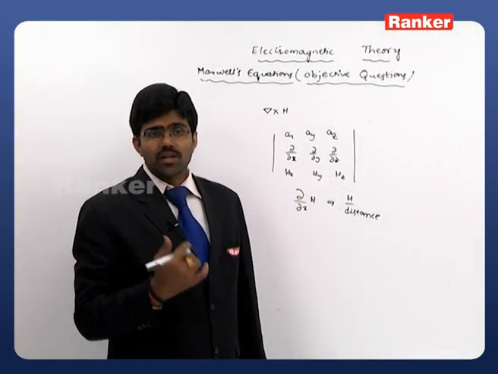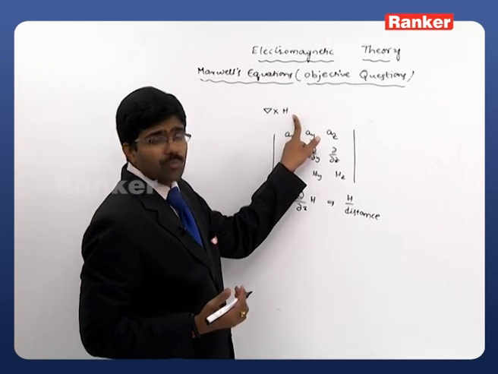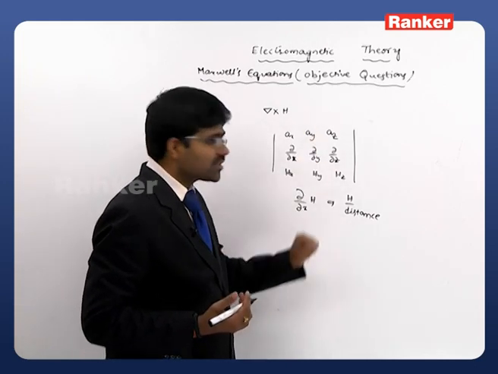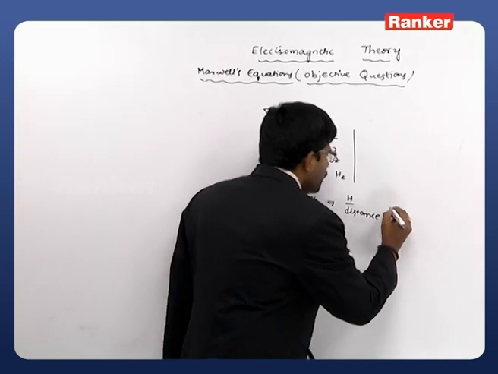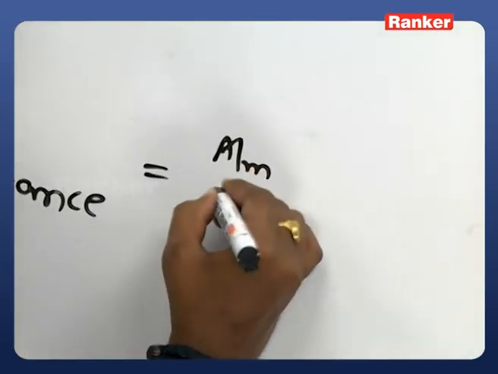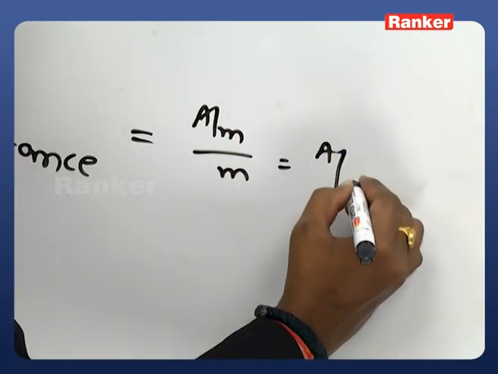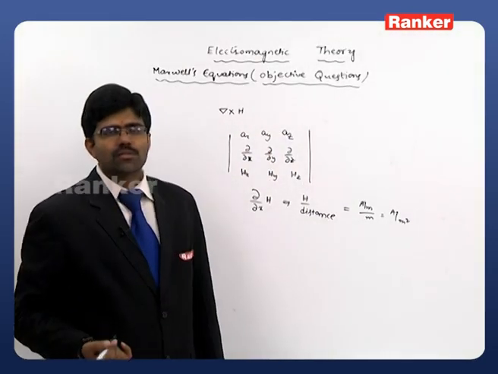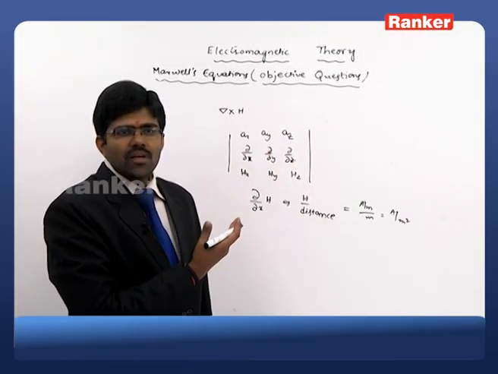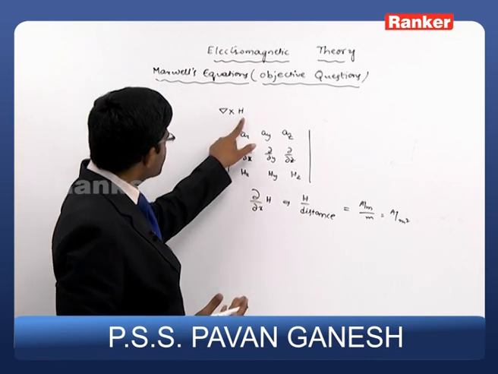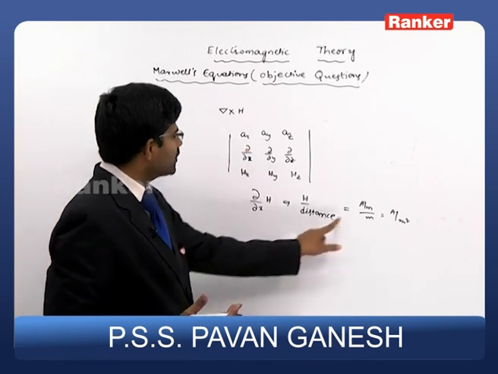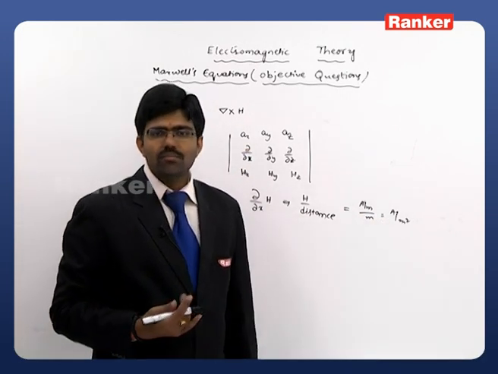H by distance. What are the units of H? Ampere per meter. And what is distance? Meter. So if you take the units, ampere per meter by meter, it is ampere per meter square. You observe, it is very simple: del cross H, if you take the expansion and take the units, it is ampere per meter square.